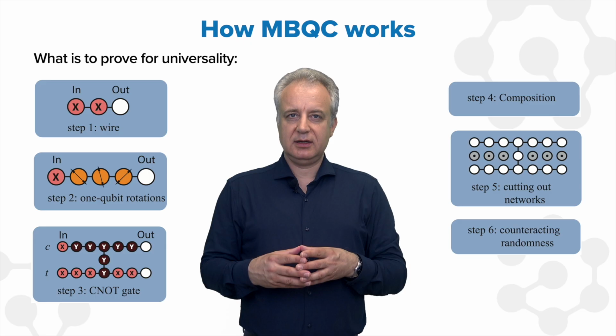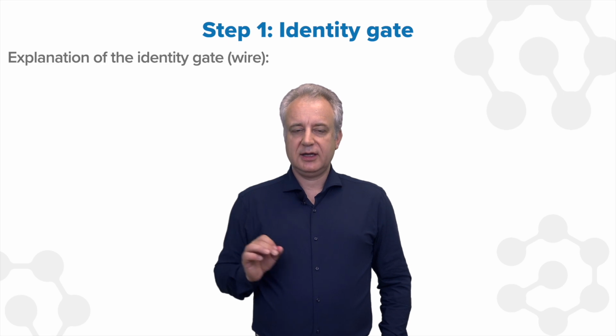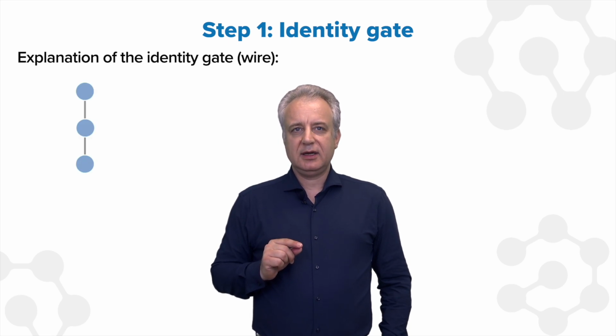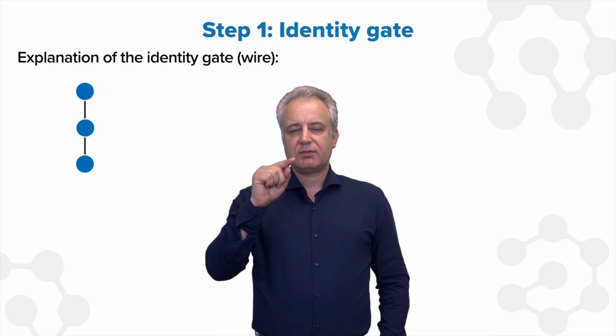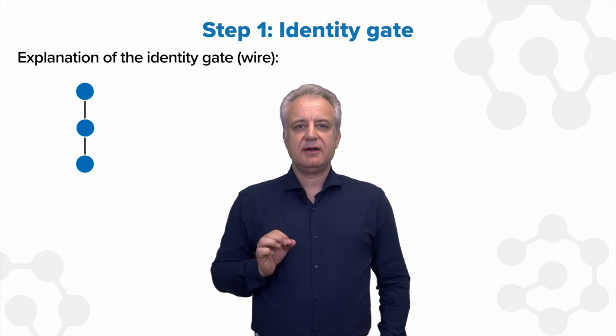Okay, so let's begin with step 1. This is now the explanation of wire, the explanation of the identity gate. So let me begin with what you see on the left of the slide. You see 3 qubits entangled in this cluster state fashion.